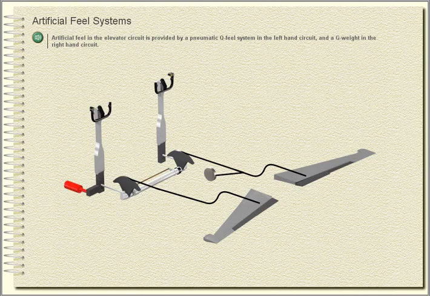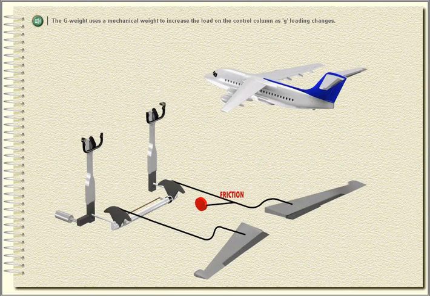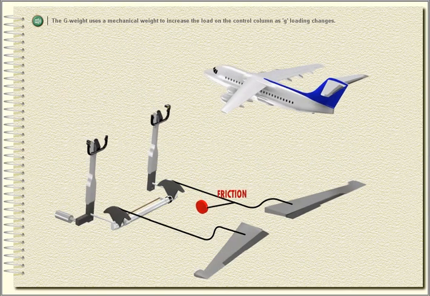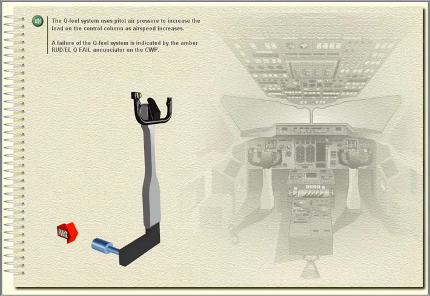Artificial feel systems. Artificial feel in the elevator circuit is provided by a pneumatic Q-feel system in the left-hand circuit and a G-weight in the right-hand circuit. The G-weight uses a mechanical weight to increase the load on the control column as G loading changes. The Q-feel system uses pitot air pressure to increase the load on the control column as airspeed increases.